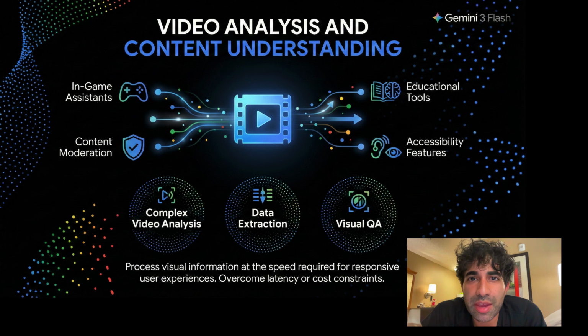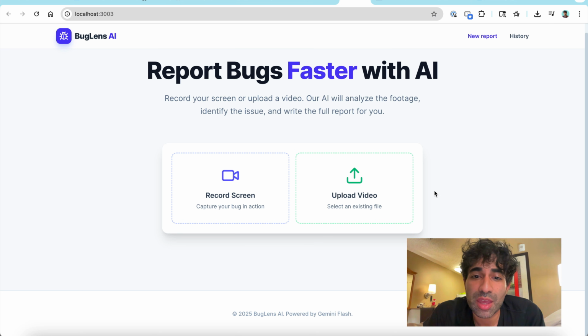First, let's do QA and bug reporting. Gemini 3 Flash's multimodal capabilities extend to complex video analysis and data extraction. This makes it possible to build apps that were harder due to latency or cost constraints. So here's a QA app that I built with 3 Flash. It's called Bug Lens, and the idea here is that you can record your screen or upload a video, and then it can help analyze that footage and generate a more comprehensive report for the team.